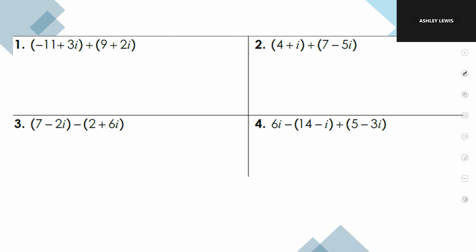First, let's do addition. So when we add or subtract complex numbers, you're going to add the real parts together. So negative 11 plus 9 is negative 2. Then we will combine the imaginary parts. 3i and 2i is 5i. So this is your answer.